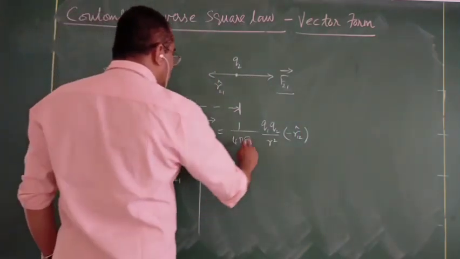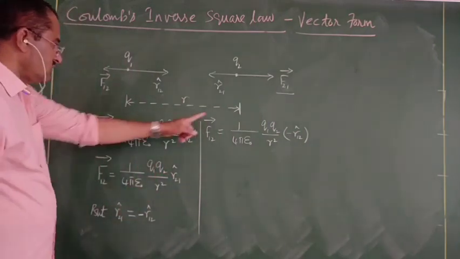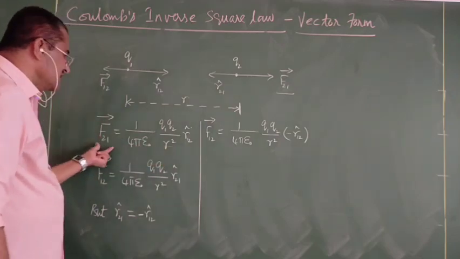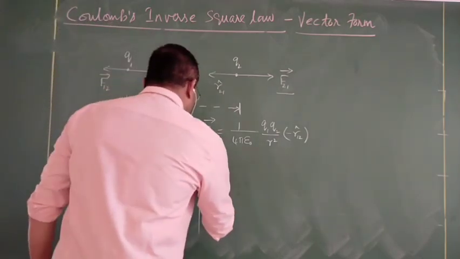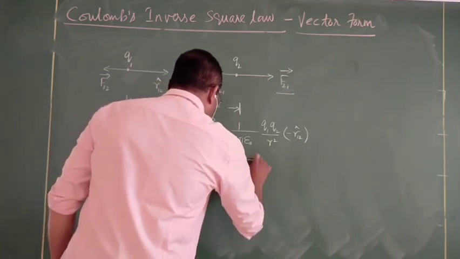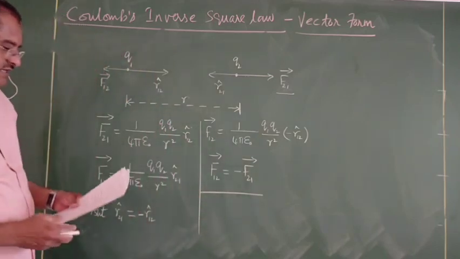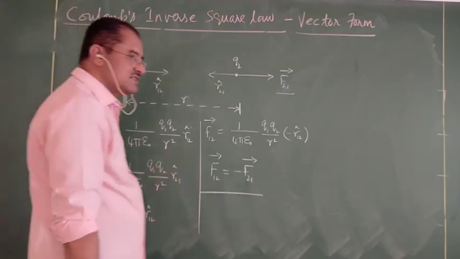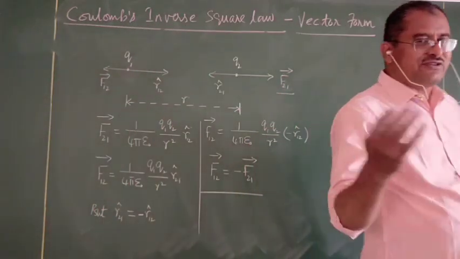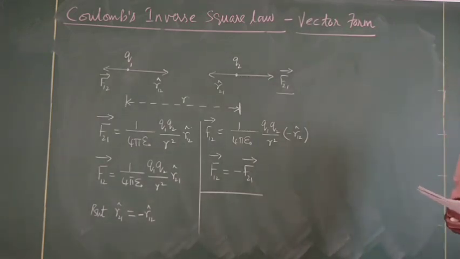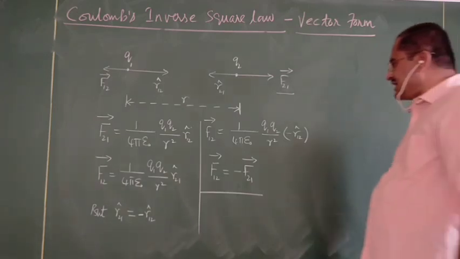Correct? Now, if you look at this, 1 by 4 pi epsilon naught Q1 Q2 by r squared R12 is equal to F21. Therefore, I will write F12 vector is equal to minus F21 vector, which means these two forces are equal and opposite, which means it is agreeing with Newton's third law of motion as well. Therefore, forces exerted by charges are of equal magnitude and are in opposite direction.